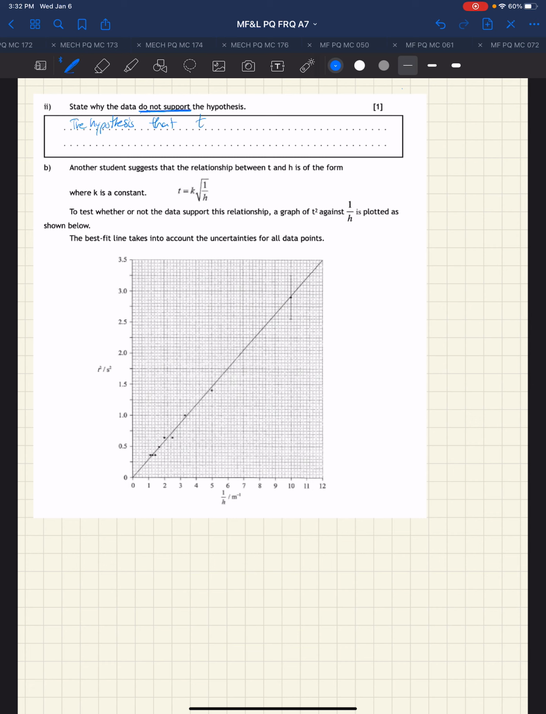that T equals K over H requires that a graph of T versus 1 over H will produce a straight line, that's constant slope, that passes through the data with error bars and passes through the origin.